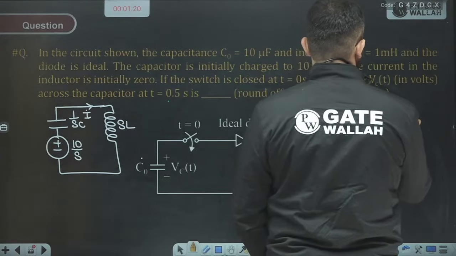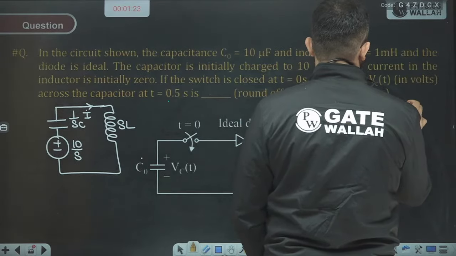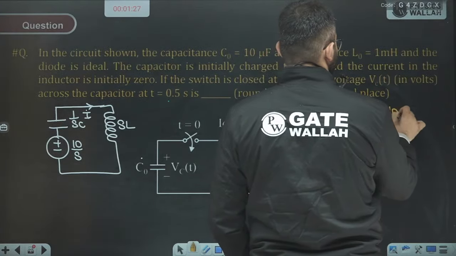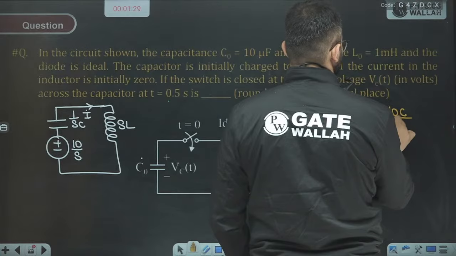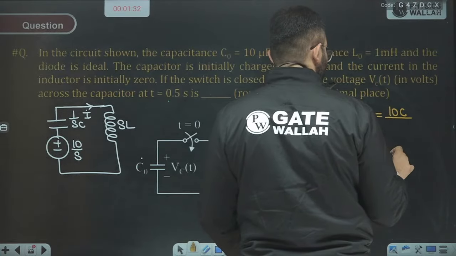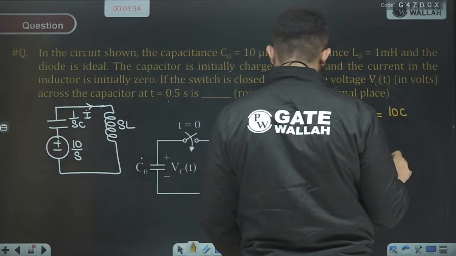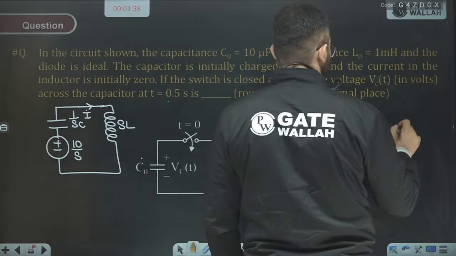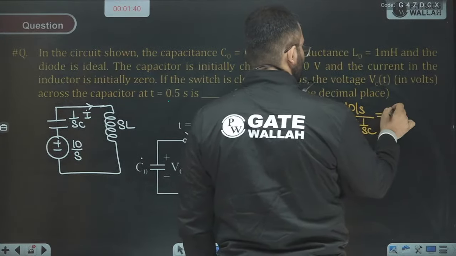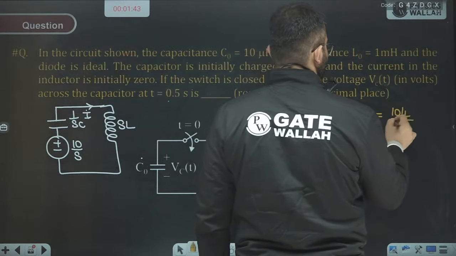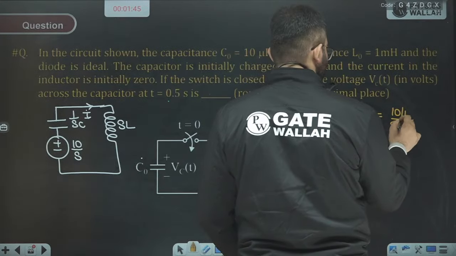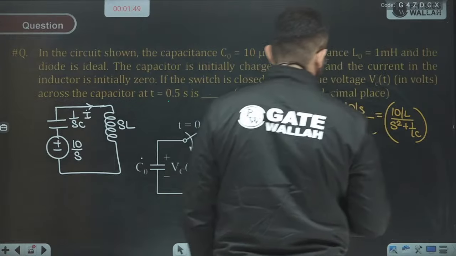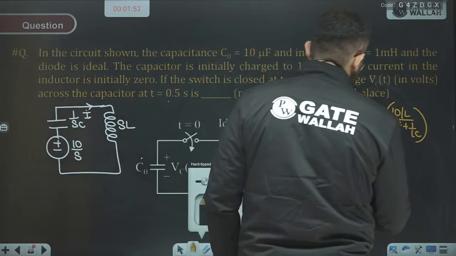This will be 10C divided by, or we can say we take it like this: 10 upon L divided by S square plus 1 upon LC, right? We do it like this. This is your current.